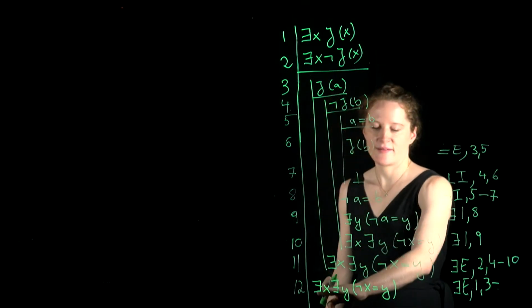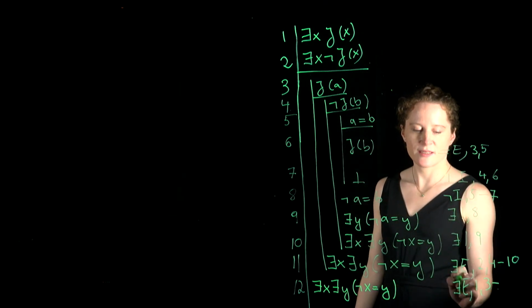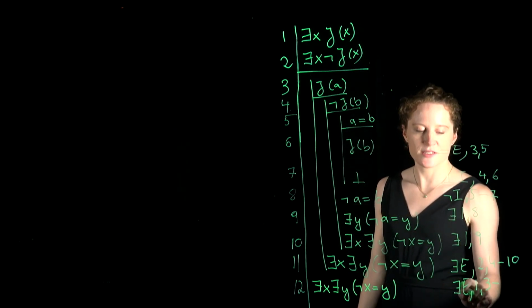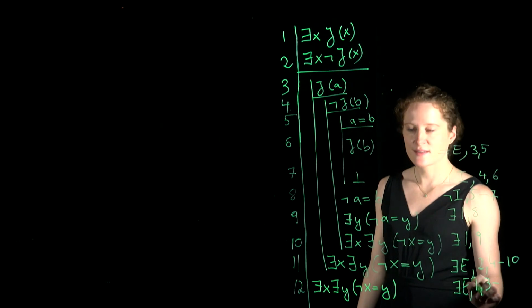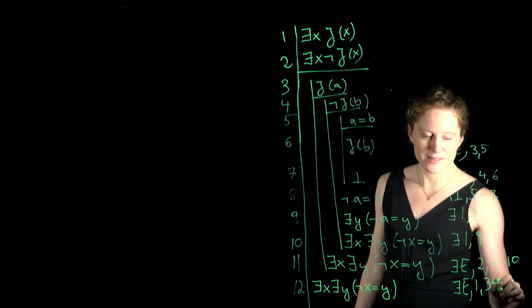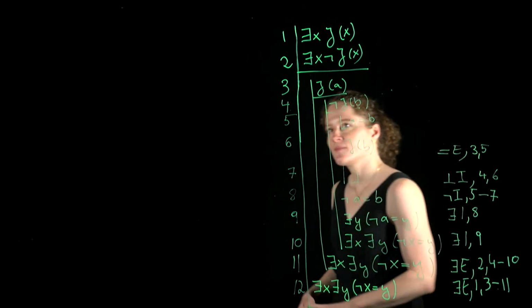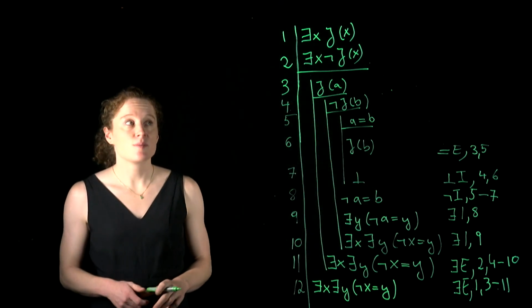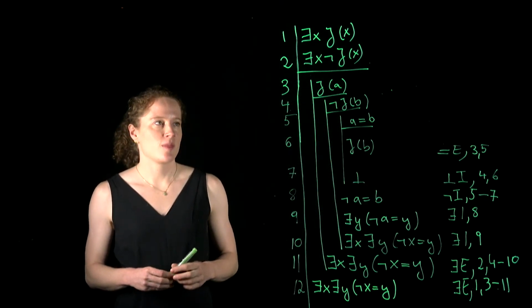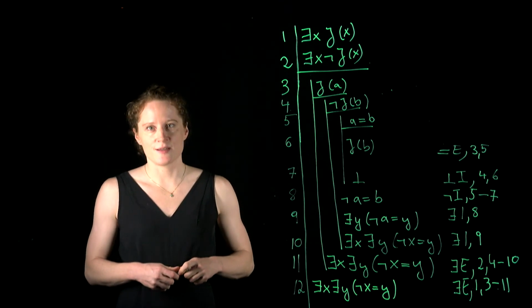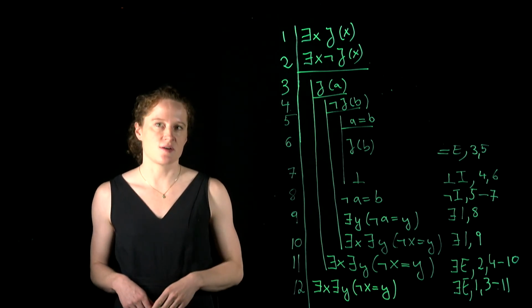And I can infer my overall conclusion, again using existential elimination applied to line 1 and the subproof from line 3 to line 11. So that completes our proof, which we were able to successfully complete using 2 applications of forward planning.